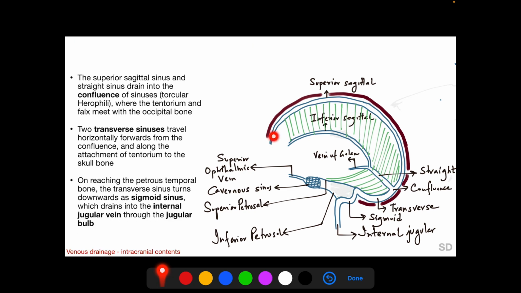The superior sagittal sinus and the straight sinus then drain into the confluence of sinuses, where tentorium cerebelli, falx cerebri and occipital bone meet. Two transverse sinuses travel horizontally forwards from the confluence along the attachment of the tentorium cerebelli to the skull. On reaching the petrous temporal bone, the transverse sinus turns downwards as sigmoid sinus, which drains into the internal jugular vein through the jugular bulb.